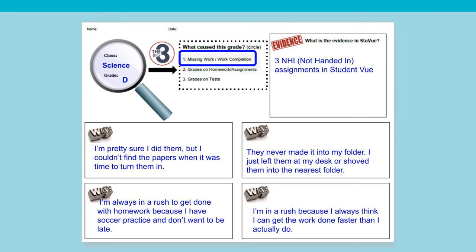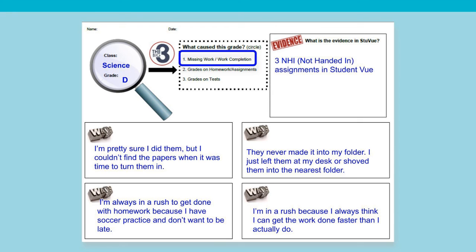There are usually three main reasons for a low grade: missing work, the actual grades on work, and test grades. I see I have several missing assignments, so I'm thinking that's why the grade is low. What evidence do I have? Well, there are three assignments marked not handed in. Okay, so now why are they missing?